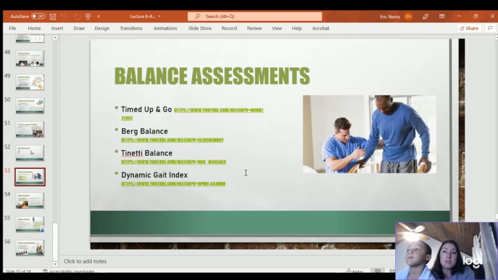But ideally, as a PTA, you need to be familiar with what these are and what the results mean so that you know if somebody has a score of 18 on the Berg balance scale, does that mean they're at a high fall risk or not? And how close are they to reaching the next category? And what activities do we need to work on?